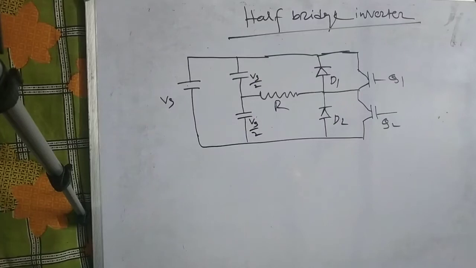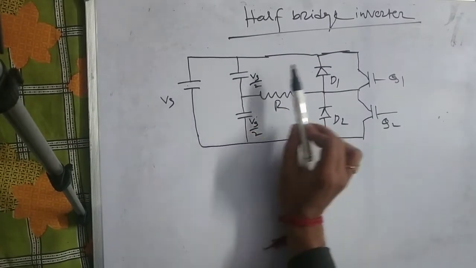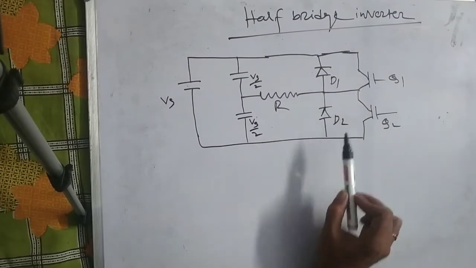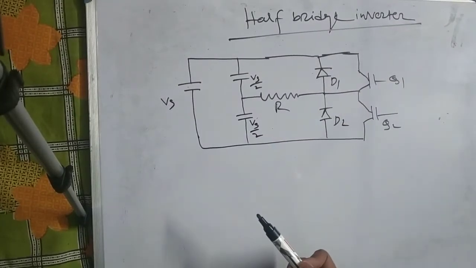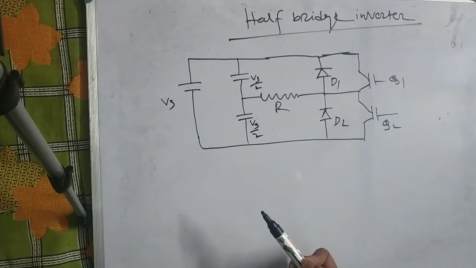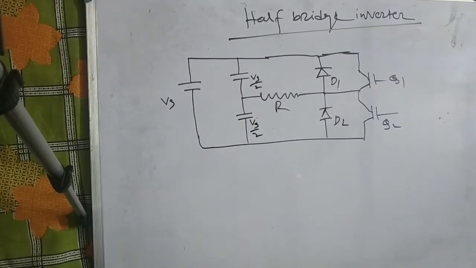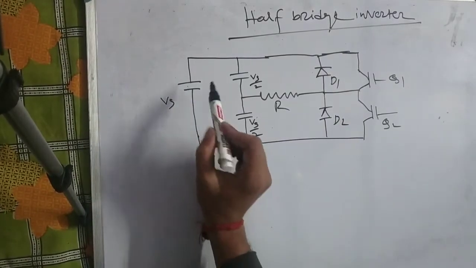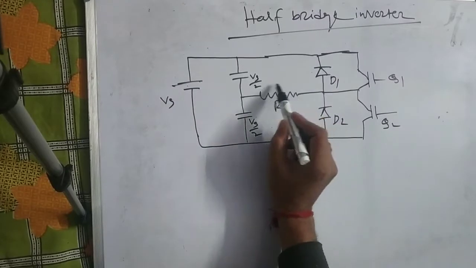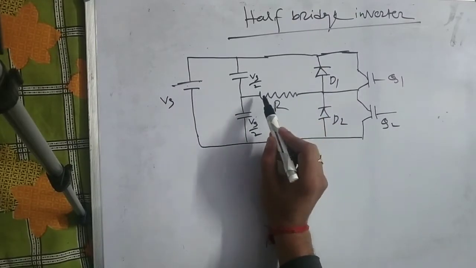Today we will discuss the half bridge inverter. Here we can see the circuit of a half bridge inverter. Previously we have studied the rectifier circuit, where the input was AC and we got a DC output. Here our input is DC and we will be getting an AC output across this load.